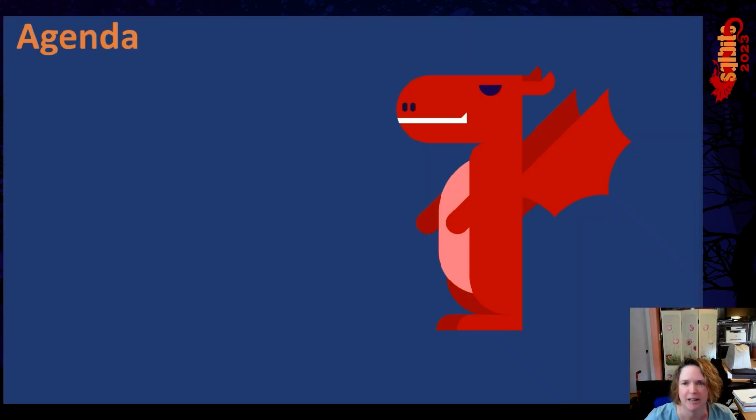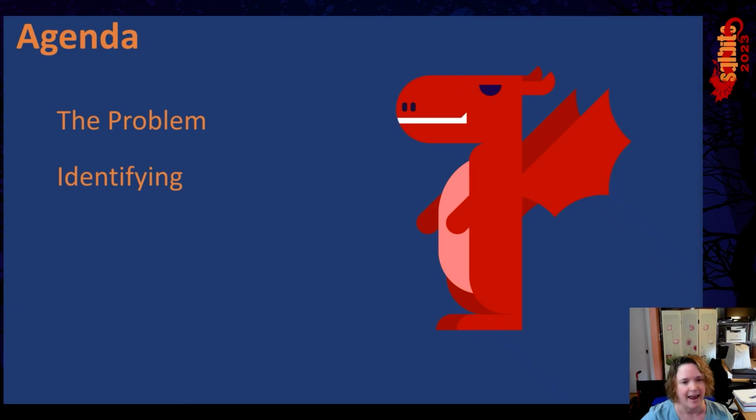So, quick agenda. This is just a 20-minute session. I do ask if you have questions to hold them to the end because I want to get this all out there, and then we will have a couple of minutes at the end for you to ask questions. So, we are going to talk about the problem. We'll talk about identifying, and we'll talk about preventing Power BI gateways.